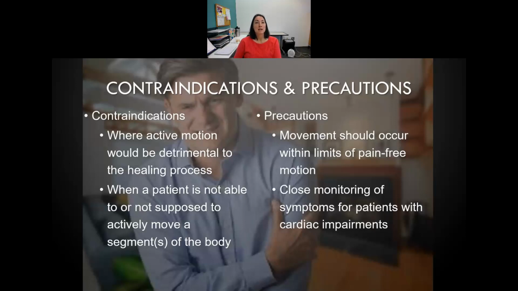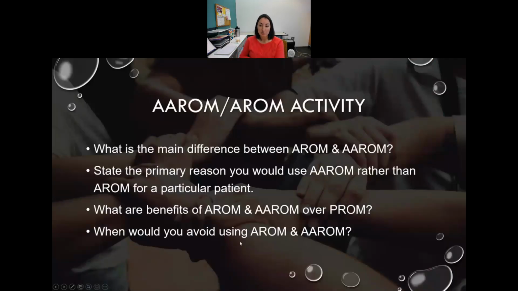Closely monitor the symptoms for patients with cardiac impairments, especially if they've had any type of lead that goes through the arm and into the heart. Then range of motion might be contraindicated for that arm. So you just kind of have to look and see for that individual patient what is appropriate. All right.